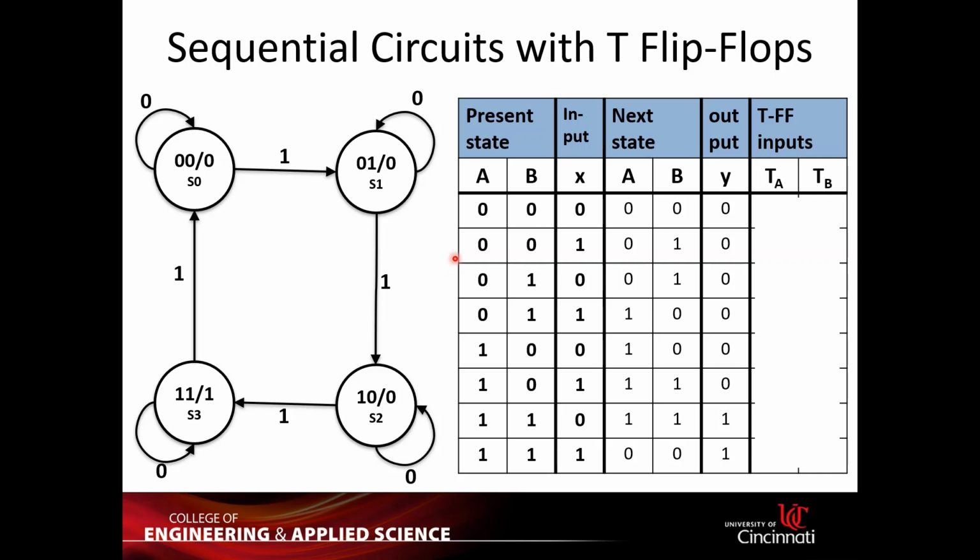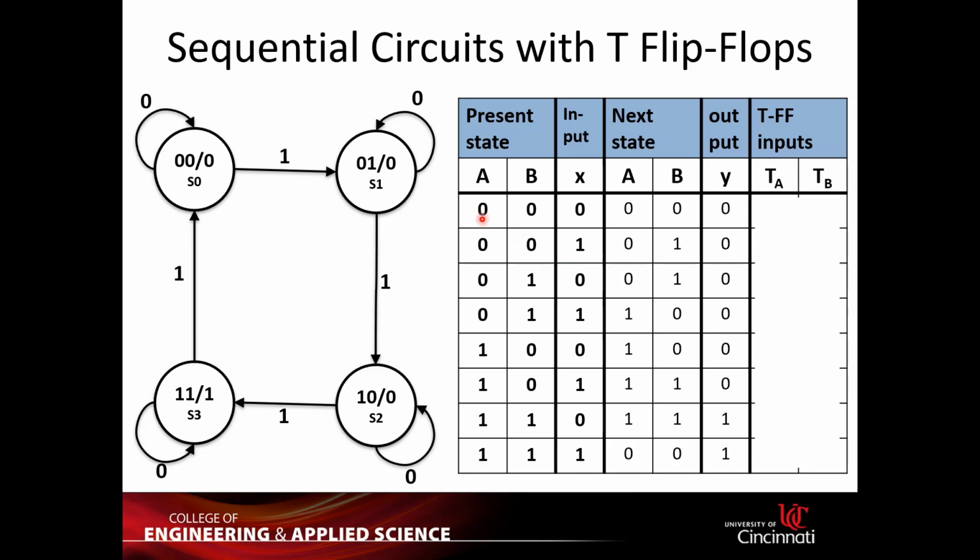Okay, so now you know that a T flip-flop is basically the same thing as a JK flip-flop, but you don't have J different from K. J and K are always equal to each other. So if T equals 0, you hold. If T equals 1, you flip. So you can easily derive what the inputs TA and TB are going to be.